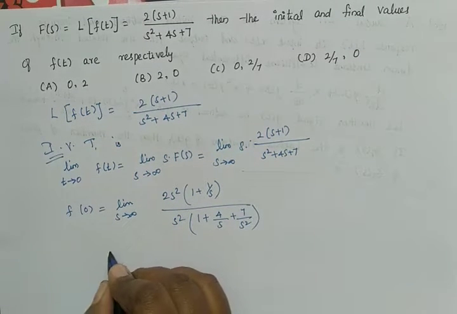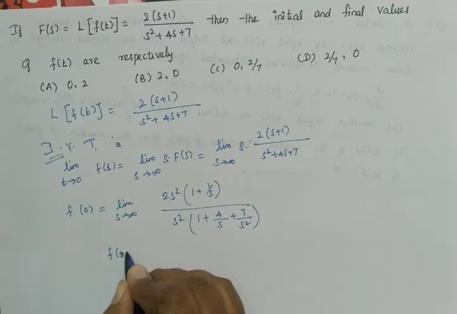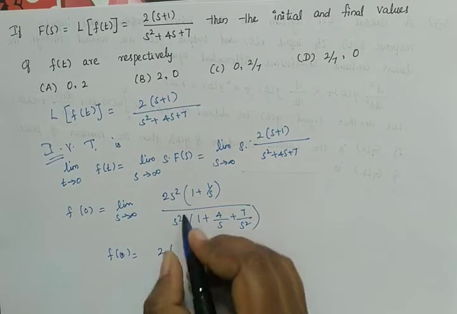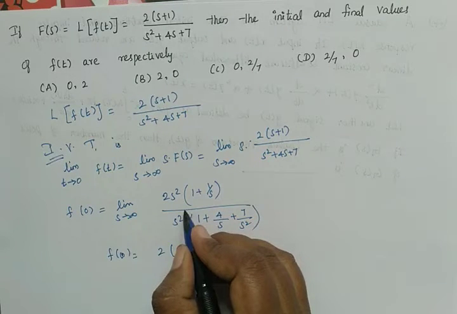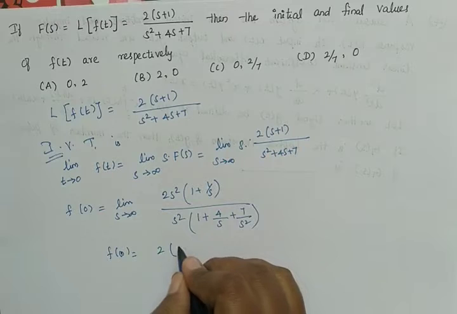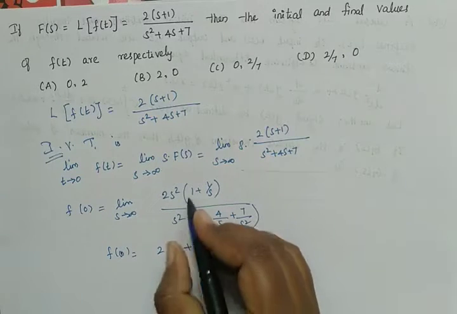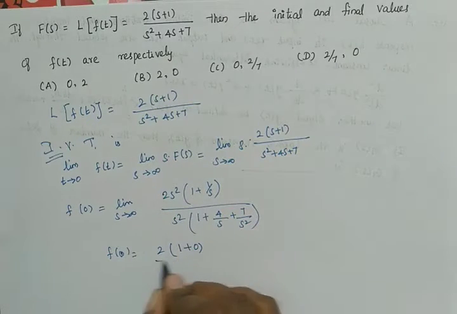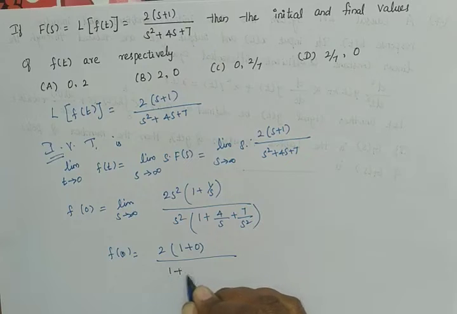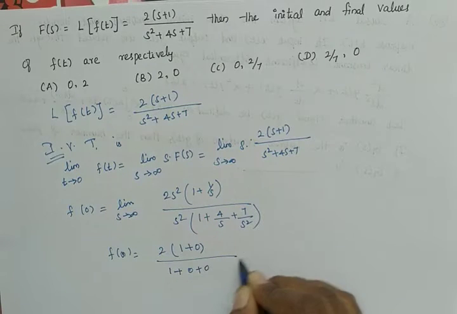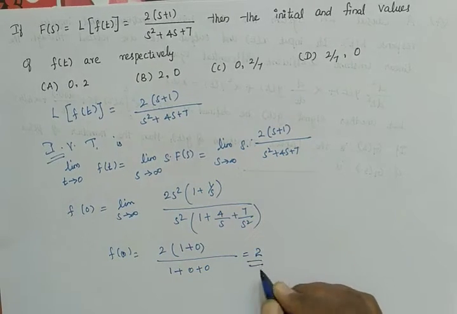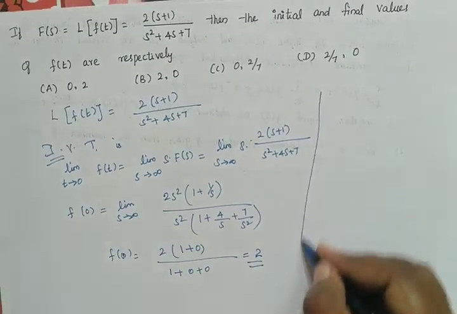Now what will be our f of 0? Therefore f of 0 will be equal to 2 into, and here we substitute s equal to infinity. So what happens? 1 plus 0 divided by 1 plus 0 plus 0, which is equal to 2. This is for the initial value theorem.